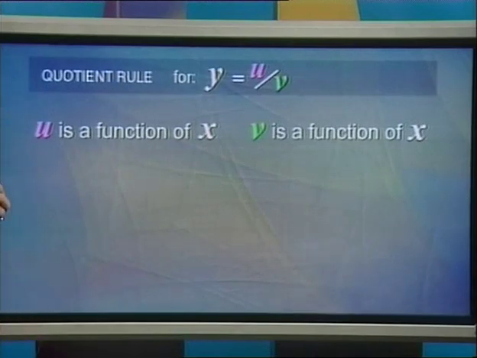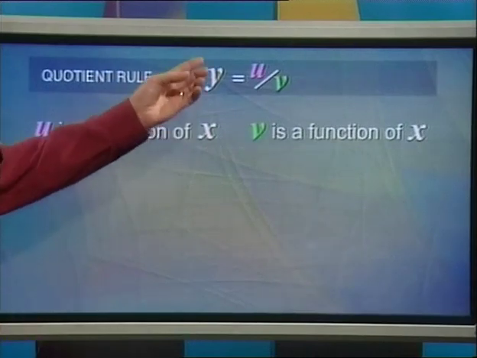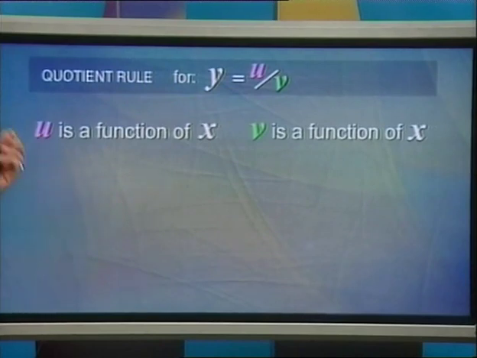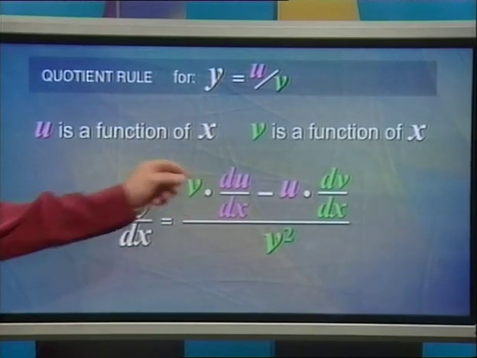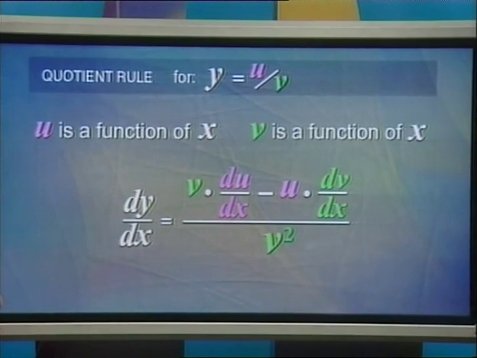Now the quotient rule is used when the function y is in the form u over v, where u is a function of x and v is a function of x. And the quotient rule tells us that dy by dx is v times du by dx minus u times dv by dx, all divided by v squared.